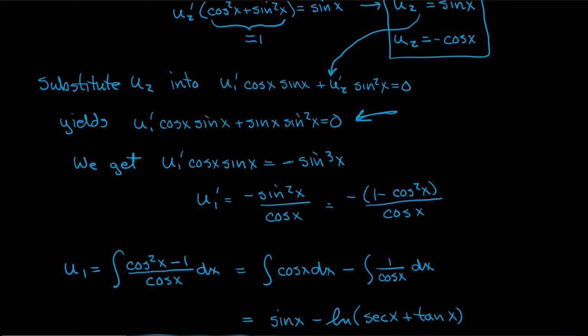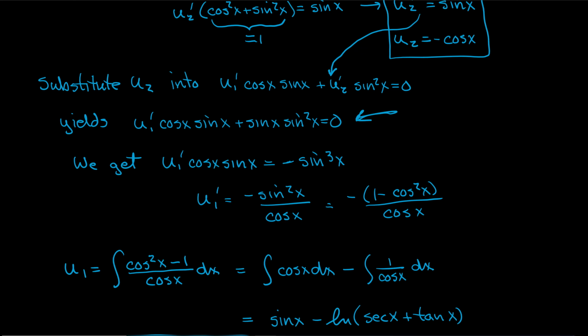Move the sine of x cubed to the right-hand side, which gives us negative sine cubed of x. We still have our u1 prime as cosine times sine. To get u1 prime, I'm going to divide both sides by cosine times sine. It's going to give me this. Well, wait a minute, where did the sine cubed go? Well, we had sine cubed, and we divide it by cosine times sine. Oh, a sine cancels. So we have negative sine squared over cosine.